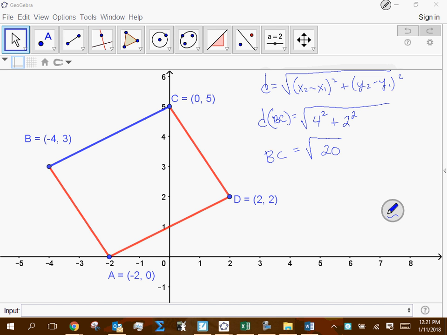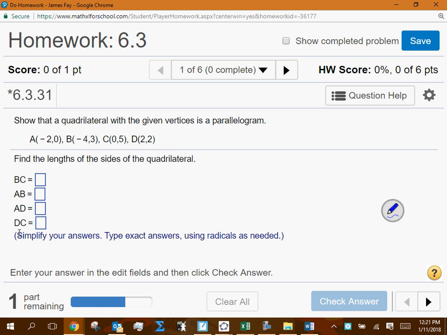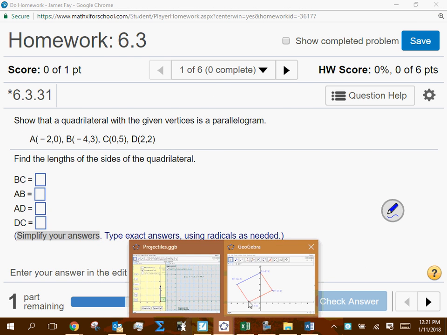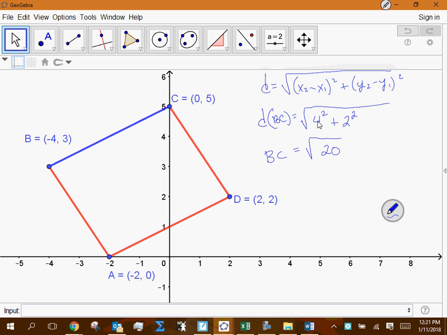It is root 20. Now, if you type that into Math Excel, you're going to be wrong because Math Excel says simplify your answers, right? Okay? So radical 20 is not a fully simplified radical. Radical 20 has a perfect square that is residing inside the 20 as a factor. And when we take square roots of things, we want to reduce them. We need to basically divide out all the perfect squares that exist inside that 20.